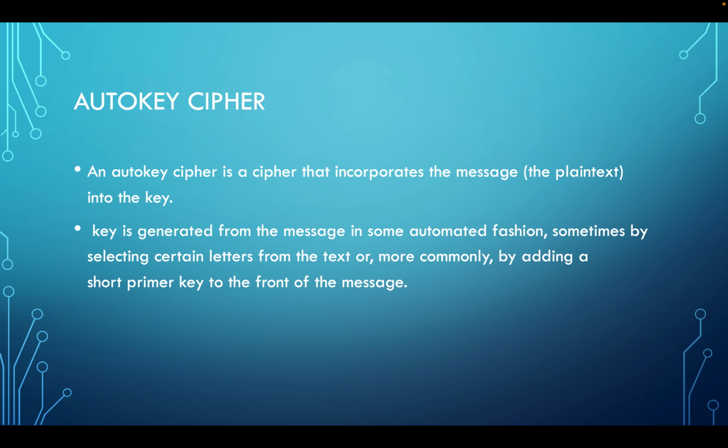So the auto key cipher works like this. It is a cipher that incorporates the message, or the plain text, into the key, and the key is generated in some automated fashion, sometimes by selecting a certain letter from the text, or more commonly by adding a short primer key in front of the message.